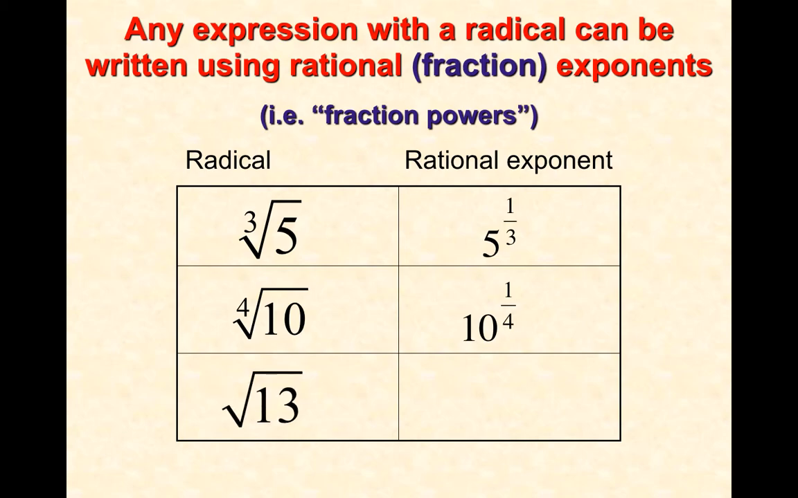Here's another example. Square root of 13. Well, no index, so we can assume, again, this is a second root, square root. So that's an index of 2. So this will be 13 to the 1/2 power. Again, the denominator is the root. Root of 2, denominator of 2. Root of 4 on this one up here, denominator of 4, and so on. This is pretty easy stuff.